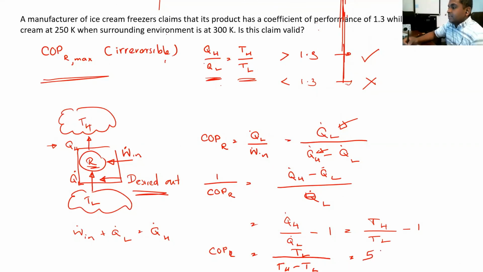So that gives us the value to be 5. I did the calculation earlier. So that is going to be our maximum coefficient of performance. In this case, the manufacturer is claiming the coefficient of performance of his refrigerator is 1.3, which is quite lower compared to the maximum COP. So that is a feasible coefficient of performance.